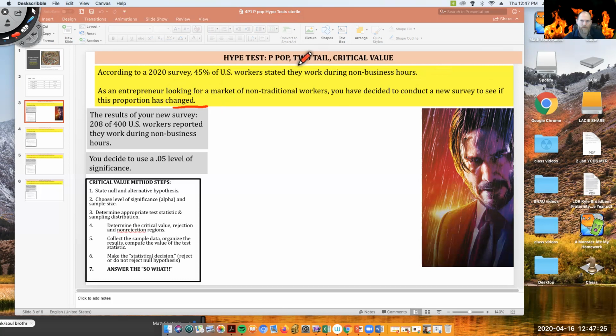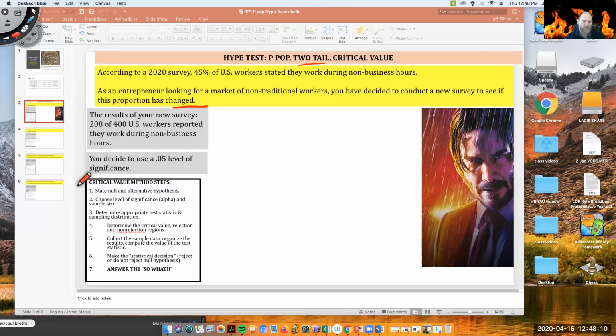And that's why this is a 2-tailed test. If it was 1-tailed, you'd be interested in if it has gotten greater or if it's gotten less since the time this survey was done. Okay. So that's why we know it's a 2-tailed test. And here's the results of your new survey. I guess if it's done in 2020, then it'd have to be really new because we're still in 2020. But anyway, 208 of 400 US workers reported they work during non-business hours. And so you decide you want to use a 0.05 level of significance.